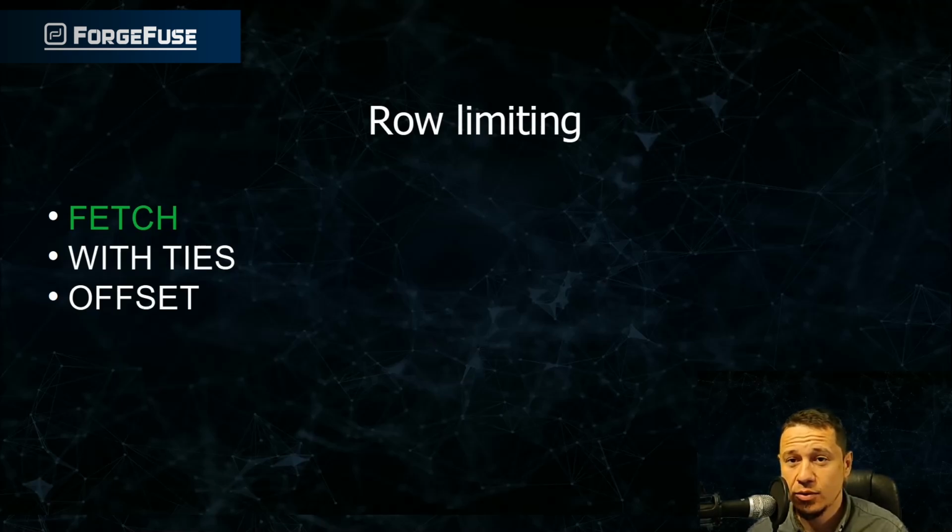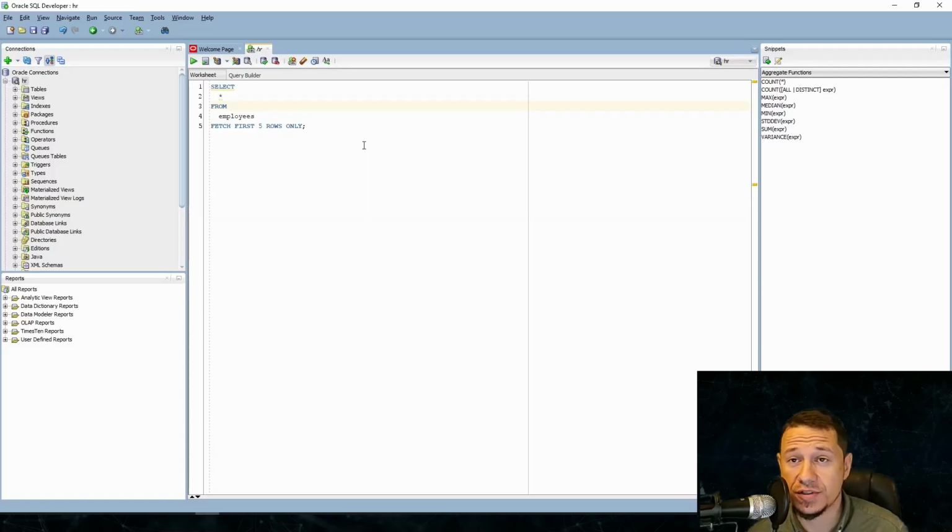The first one we're going to work with is FETCH. So let's go to our example. Again, I'm on my HR schema and I'm fetching from the employees table. In this example, I want to fetch only the first 5 rows. And that's it. Only 5 rows and omit all others.